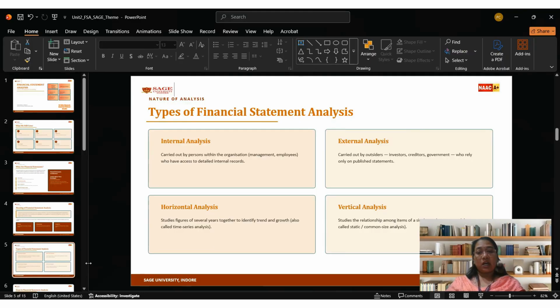The second classification is based on how the analysis is done. Horizontal analysis, also called time series analysis, studies figures across several years together to identify trends and growth. Vertical analysis, also called static or common size analysis, studies the relationship among items within a single year's statement. We will come back to both of these when we look at methods later in this lecture.